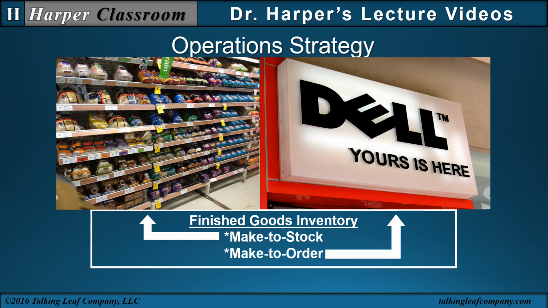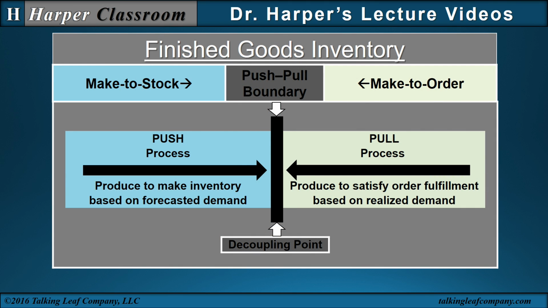Well, these also can be combined, and the way they're combined is the push-pull boundary, where the make-to-stock operation is really a push process, where you produce to make inventory and you push it downstream to the customer based on forecasted demand. The make-to-order is a pull process, where you produce to satisfy your order fulfillment based on realized demand, and that realized demand is the order. So where the pull process or order fulfillment meets the inventory or the push process, that's called the push-pull boundary or the decoupling point, where you decouple the inventory from your orders. And this is used in design of inventory systems.